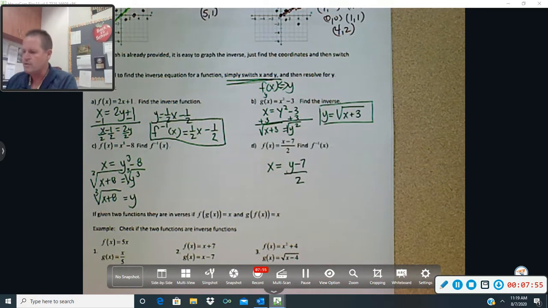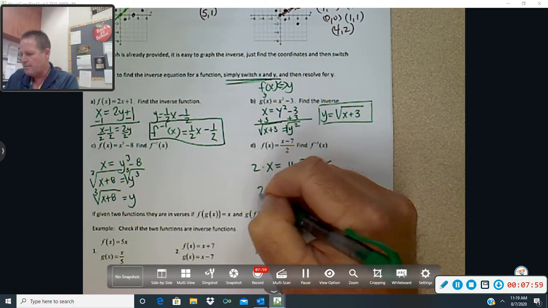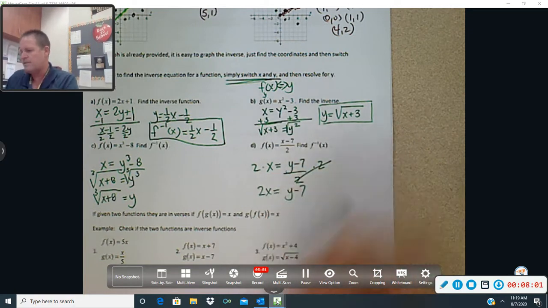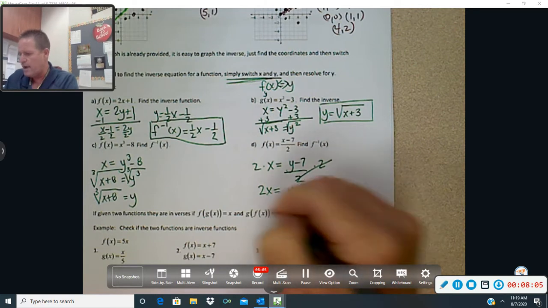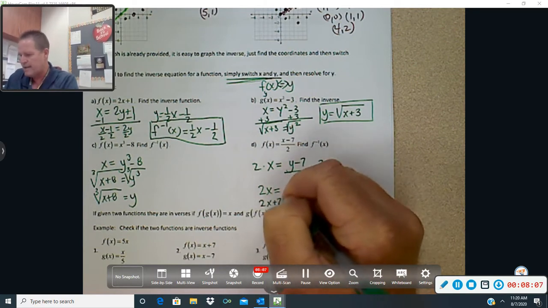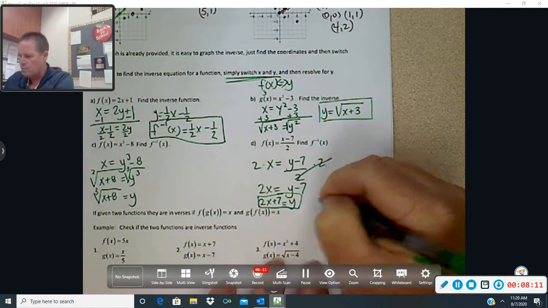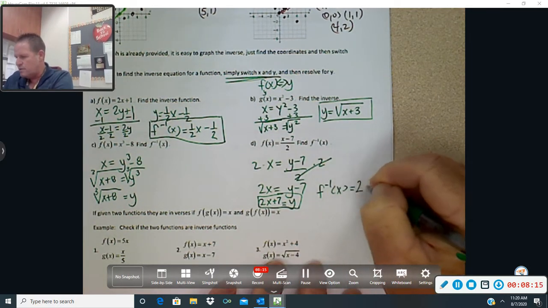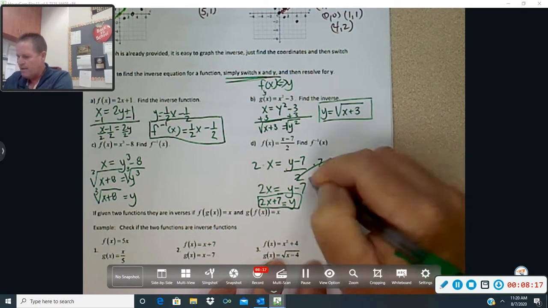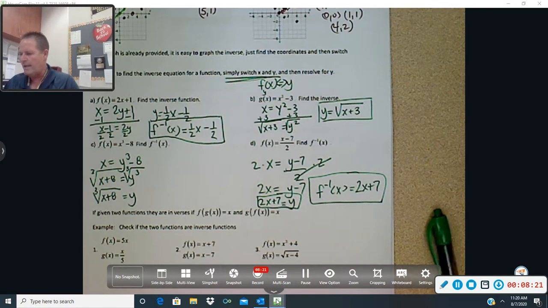Okay, so how do we solve this? We multiply both sides by 2. So we have 2x equals y minus 7. Add the 7 to the other side, and you're going to have y equals 2x plus 7. There is your inverse. Okay, you can write it with inverse notation. F inverse of x equals 2x plus 7. That would probably be the best way, but I'll accept either way at this point.